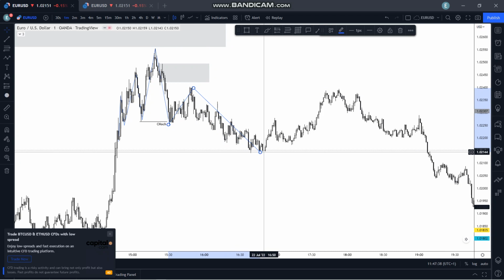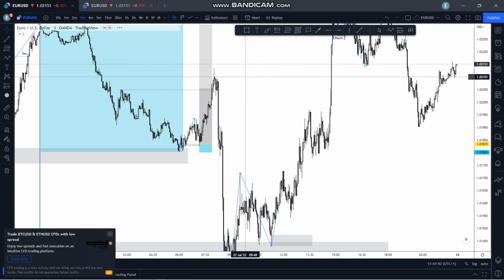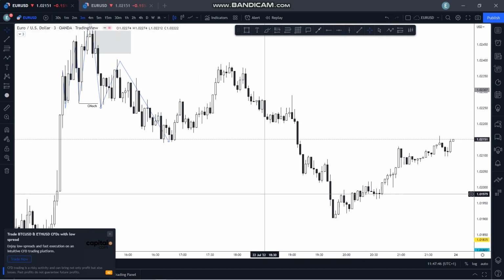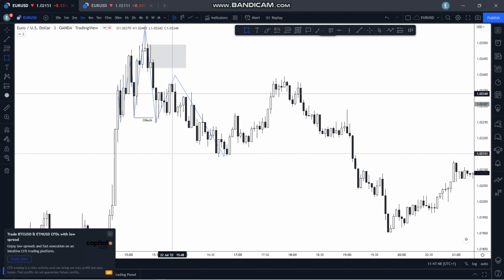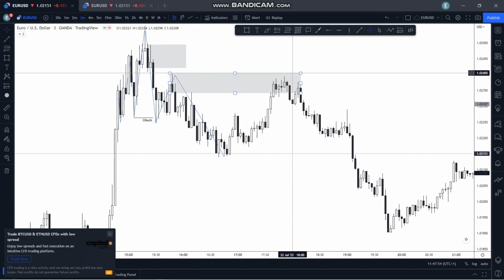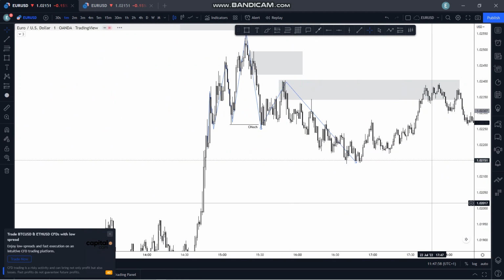On the 3 minutes, this is going to be like just one single push. We had this push to the downside. So after getting this push to the downside, I was able to identify this other block right here. Let's go back to the 1 minute to see if we can refine it.